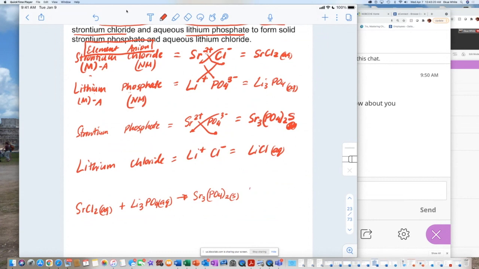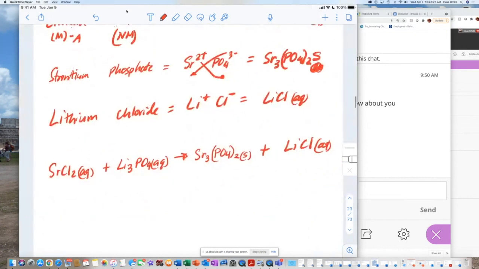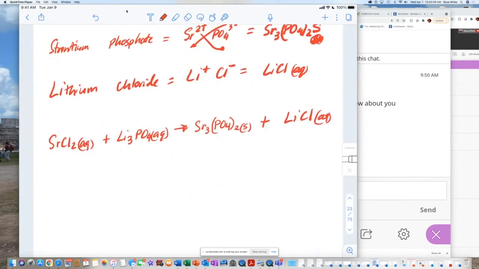Plus LiCl aqueous. Okay, so let's try to balance this out. As usual, do a roll call. Sr, we have 1. Cl, we have 2. Li, we have 3. PO4, we have 1.